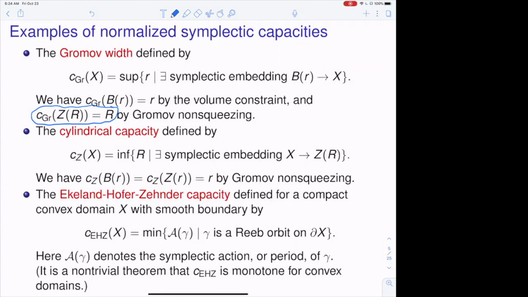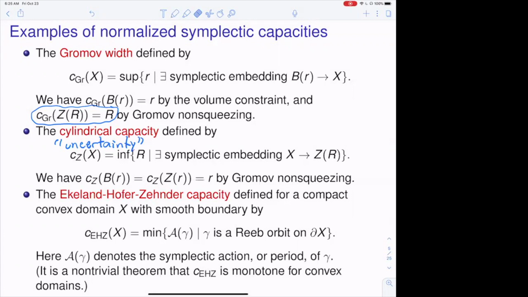There's a variant of this called a cylindrical capacity. I actually like to think of this as uncertainty. So it's the infimum of the size of a cylinder that you can embed X into. It's equivalent to saying you can apply some symplectomorphism to X, some other domain in R^2n, and you want to minimize the area of the projection to a two-dimensional symplectic subspace. So it's sort of like a classical version of the uncertainty principle in quantum mechanics. And you can similarly check that this is also a normalized symplectic capacity.